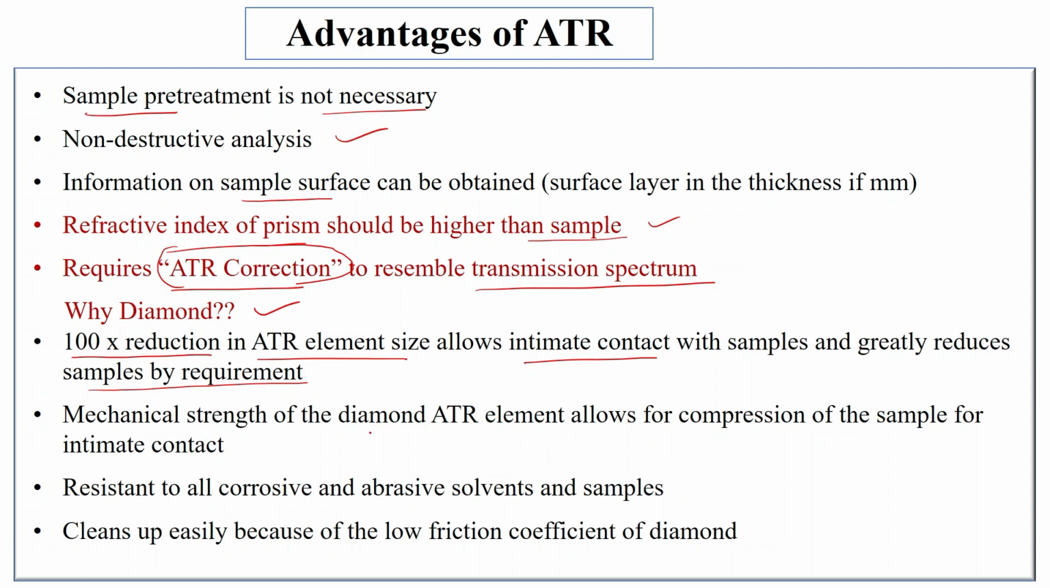Second, the mechanical strength of the diamond ATR. You know, diamond is the toughest, the strongest element known. So the mechanical strength of the diamond ATR element allows for compression of the sample. So even if you are compressing the sample with a higher force to have intimate contact, that can be done. Third, it is resistant to all corrosive and abrasive solvents. So if you have a sample containing corrosive and abrasive solvents, it can still be used. It cleans up easily because of the low friction coefficient of the diamond.